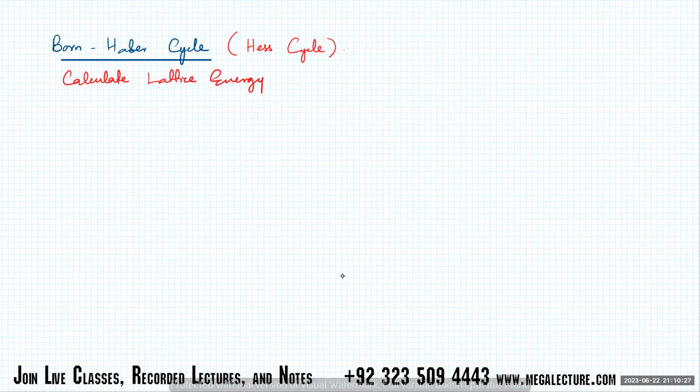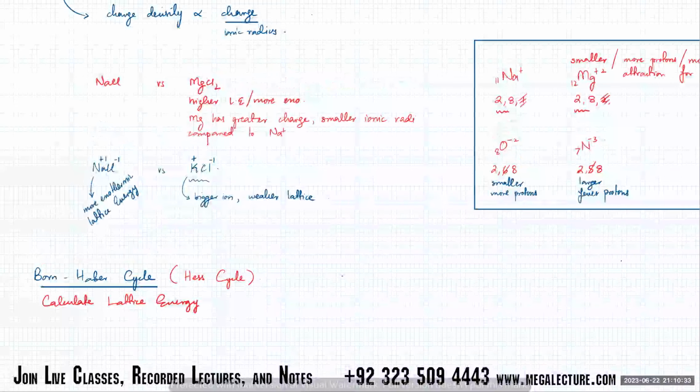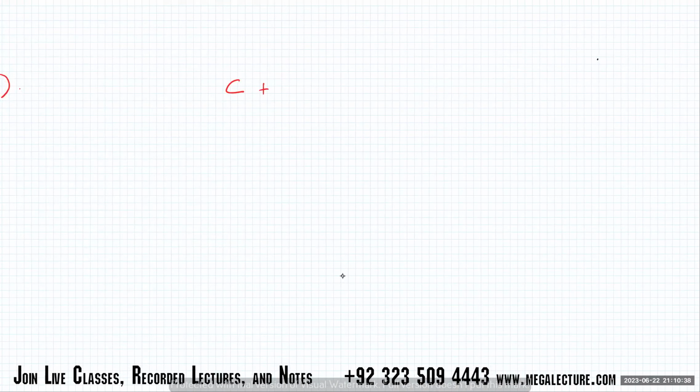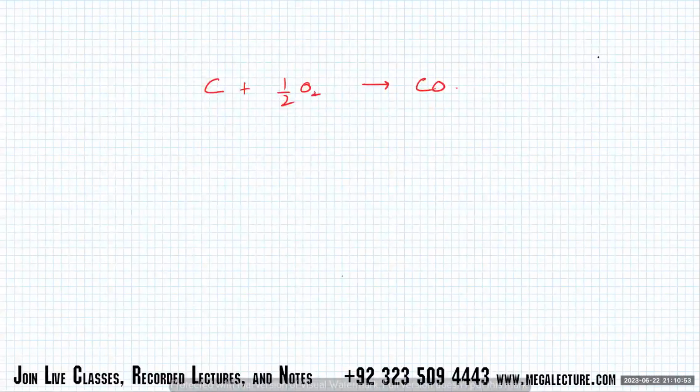The thing is, certain processes cannot be measured directly. For example, if somebody wants to find out the enthalpy change in the laboratory for this particular reaction, can somebody calculate it directly or not? It's just simple carbon burning with oxygen to form carbon monoxide. Make a guess: can you find this enthalpy change in the lab directly or not?